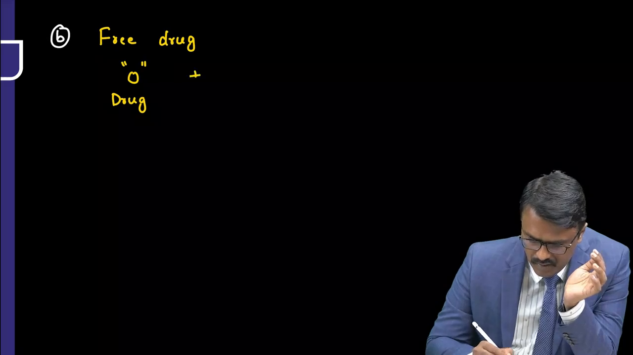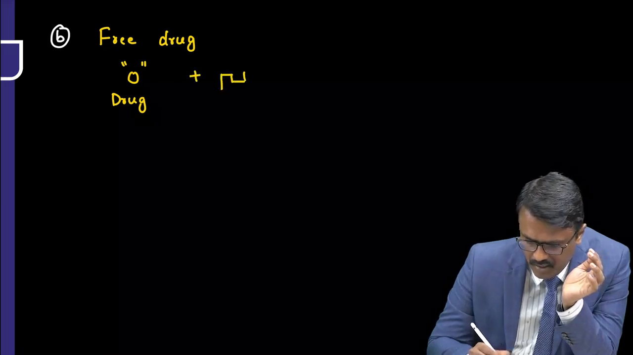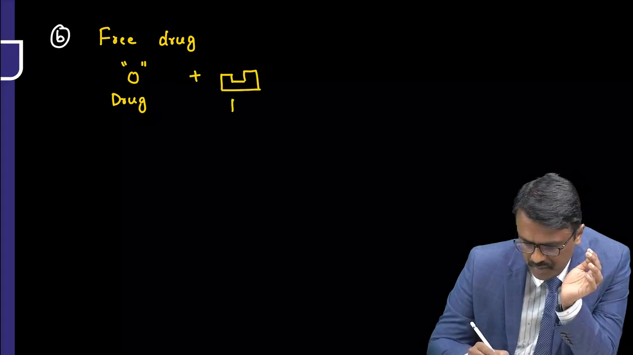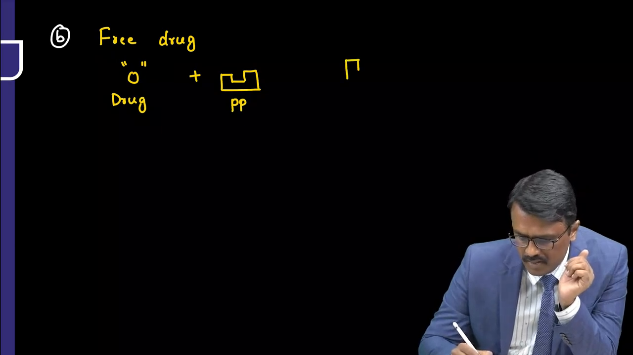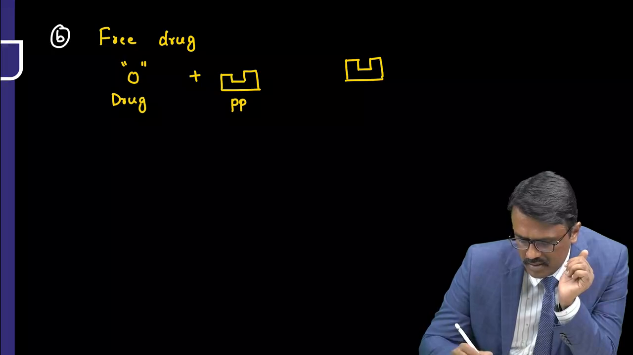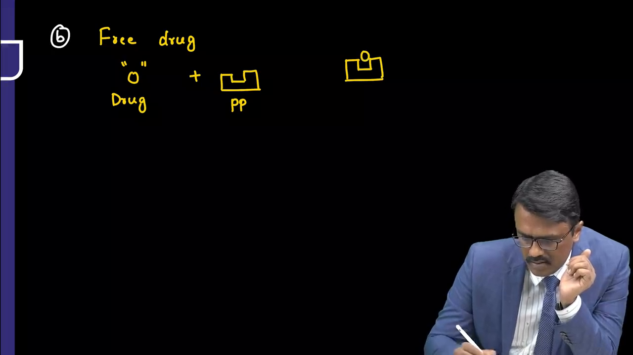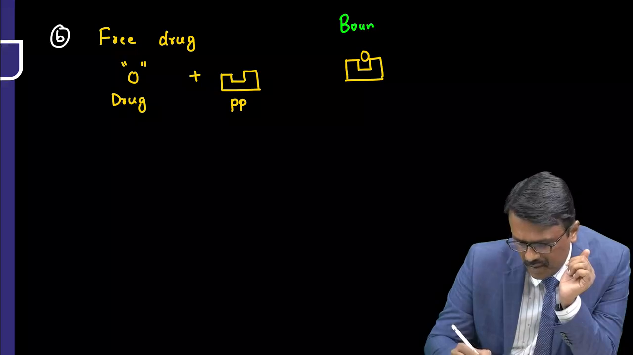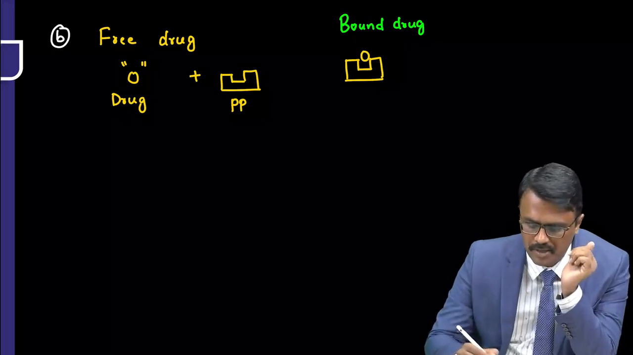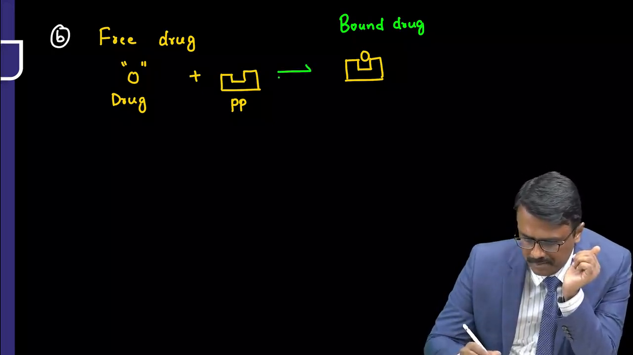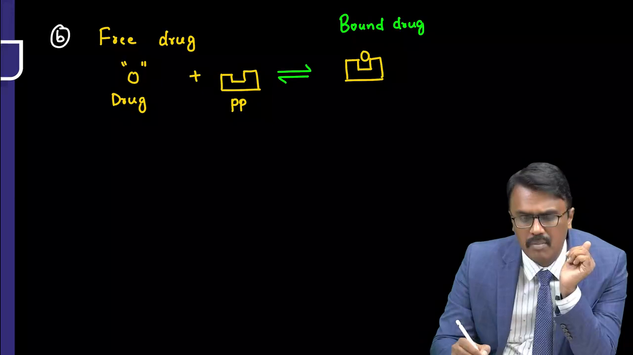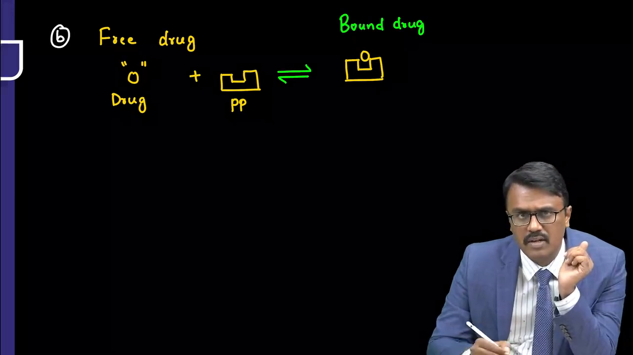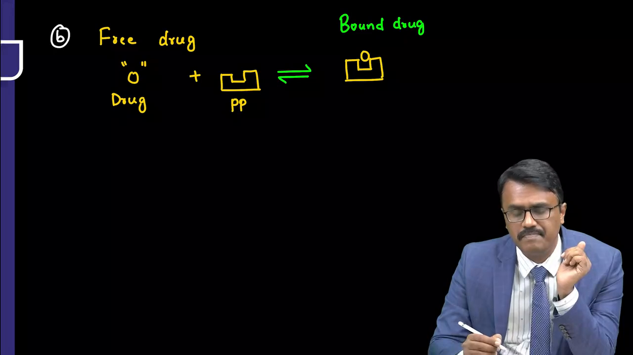Now this is the plasma protein. What I am writing now is the plasma protein, PP. When the drug binds to plasma protein, then the drug is called as bound drug. Now please remember, these are in balance. What do you mean by that? If free drugs are more, they become bound. If bound drugs are more, they will release the free drug. So that is the balance.